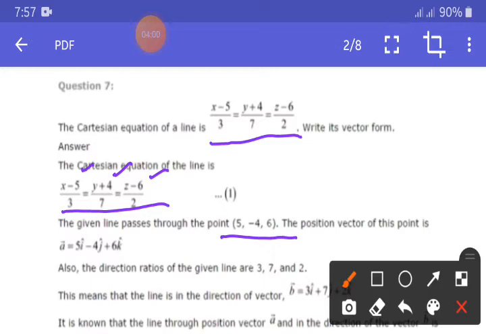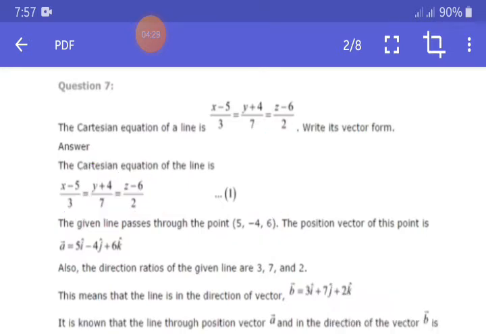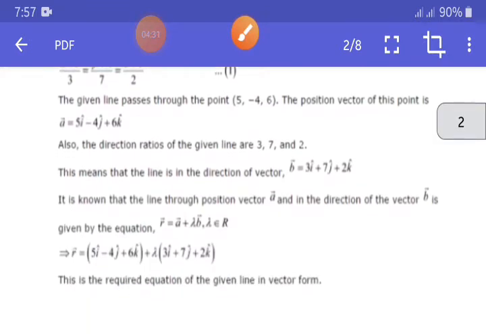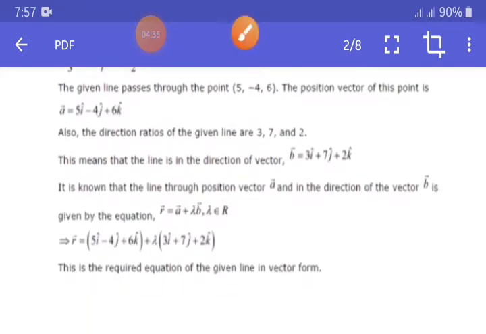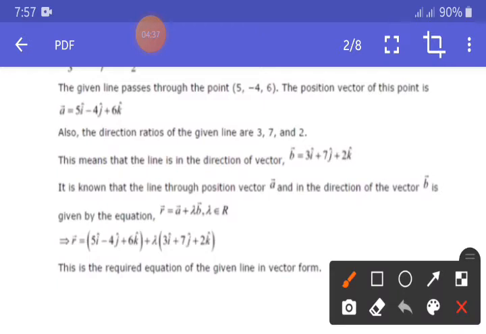The position vector of the point is a vector = 5i - 4j + 6k. Also, the direction ratios of the given line are 3, 7, 2. This means that the line is in the direction of the vector b = 3i + 7j + 2k.